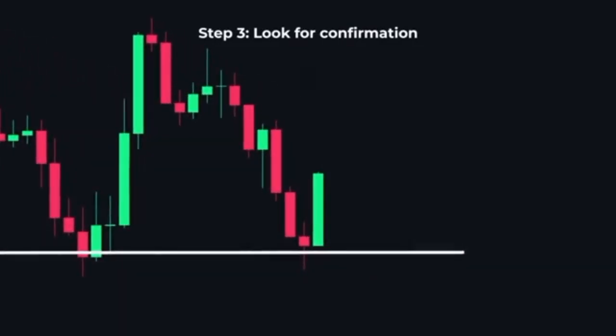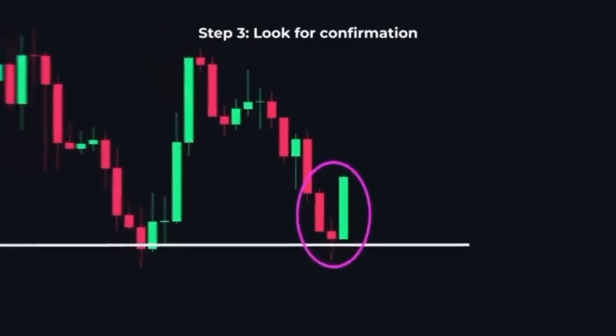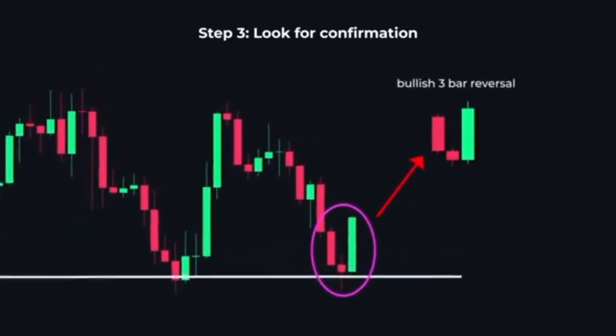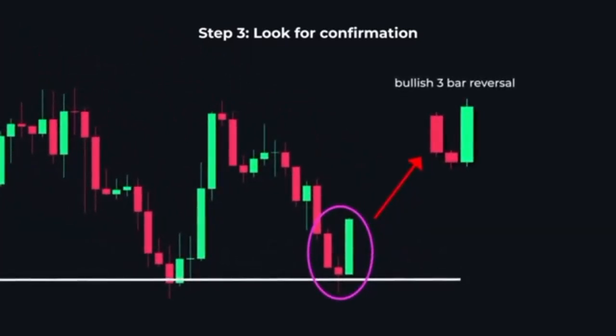In this example, we see a large red candle, followed by a smaller red candle, and then a large green candle, which closes above the body of the first candle. If you remember from the patterns we've learned, this matches the characteristics of a bullish 3-bar reversal pattern, suggesting that the price may reverse to the upside.